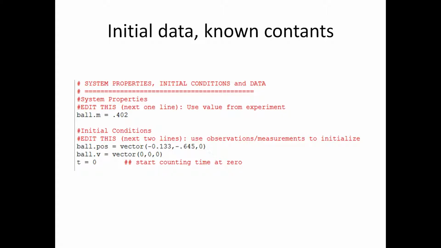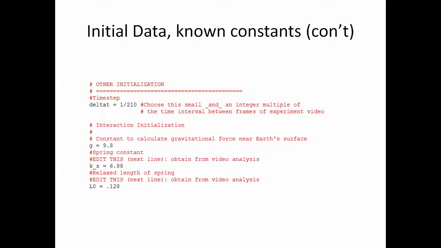This block of code here is simply initializing our computer code using known constants. The mass of the ball is 0.402 kilograms, and the starting point is the starting point from rest. This starting position is right before the mass begins to move. This block of code initializes our other constants that we already solved for, including the spring stiffness K sub s and L naught. Take careful note of our delta t, which is 1 over 210 tenths of a second.